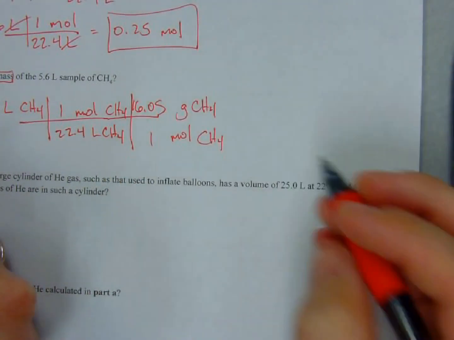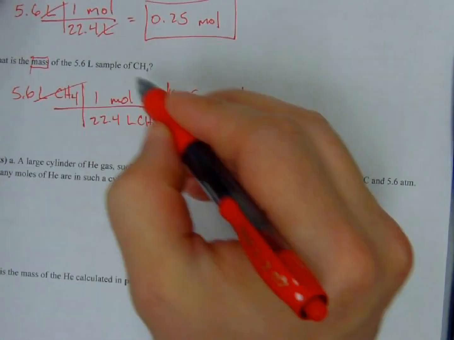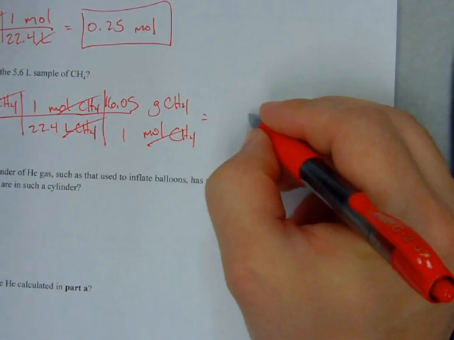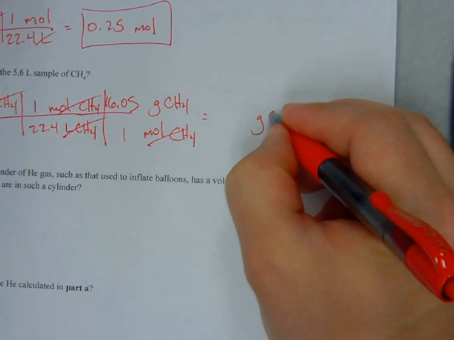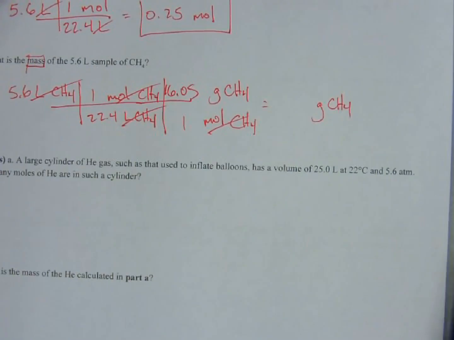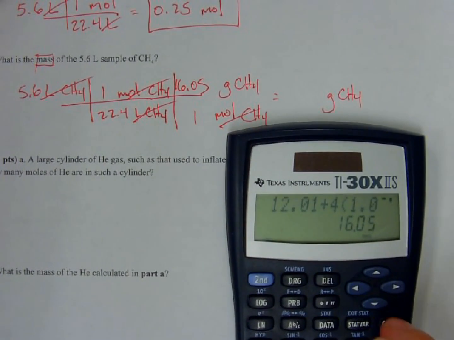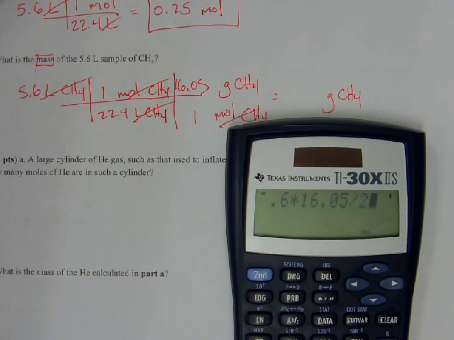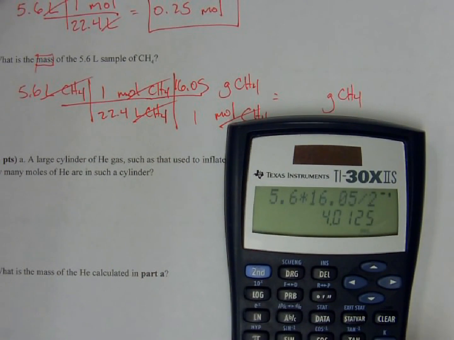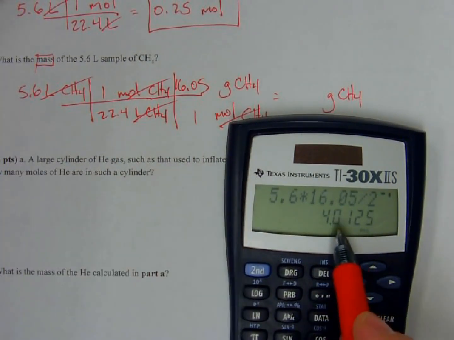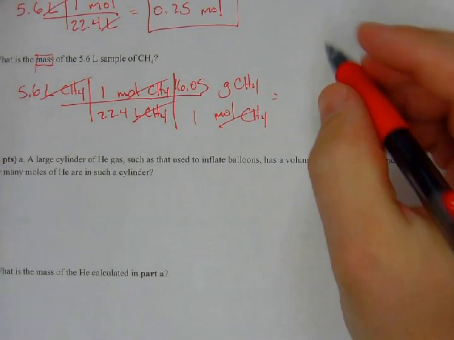16.05. Some not so good handwriting right there. And liters cancel, moles cancel. My only unit is grams. And that's what the question is asking for, so we're looking good. So, time for a calculation. 5.6 times 16.05 divided by 22.4. And I end up with 2 sig figs, right? Because I'm starting with 2 sig figs. 2 sig figs, 4.0.